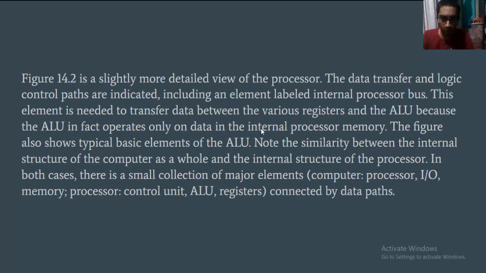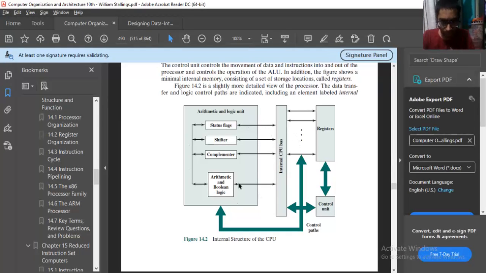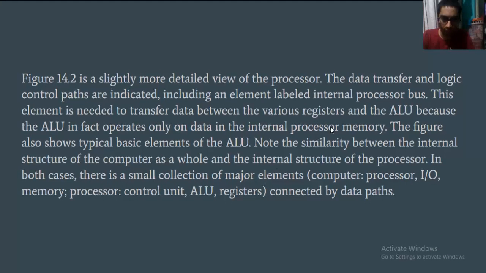The ALU in fact operates only on data, and only data gets transferred through the ALU. The figure also shows typical basic elements of the ALU. Note the similarity between the internal structure of the computer as a whole and the internal structure of the processor. In both cases, there is a small collection of major elements: computer, processor, I/O, memory; processor, control unit, ALU, registers, connected by data paths.